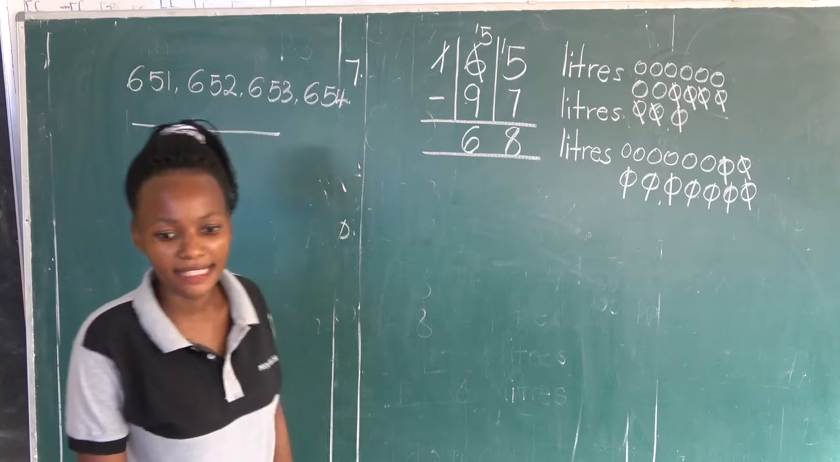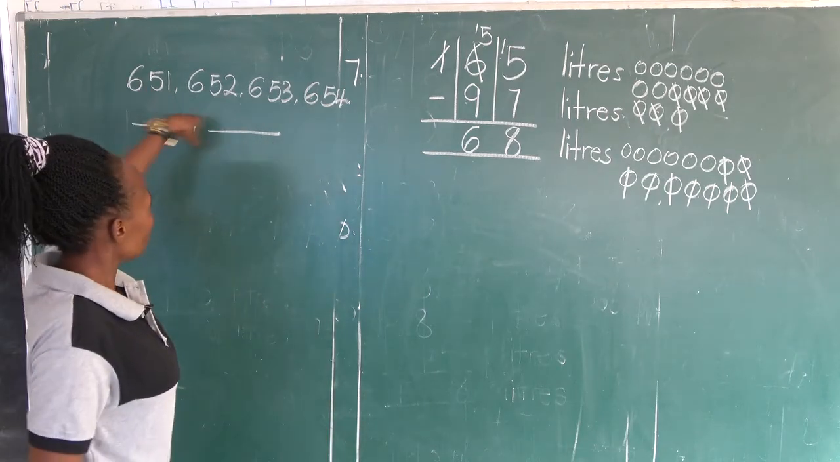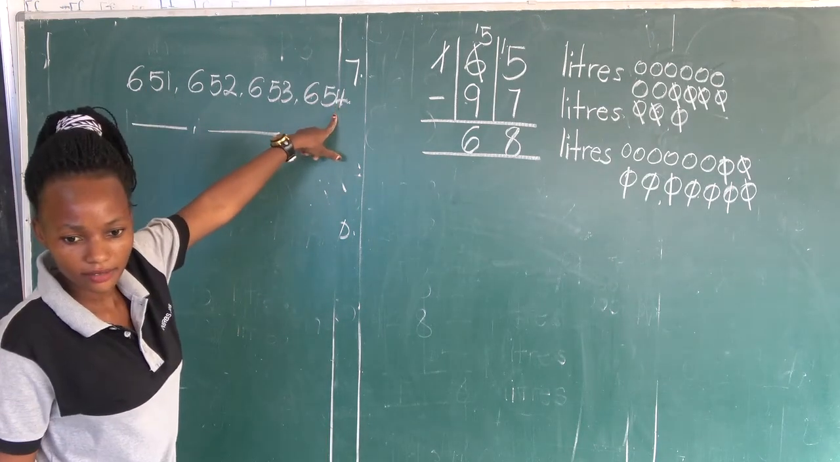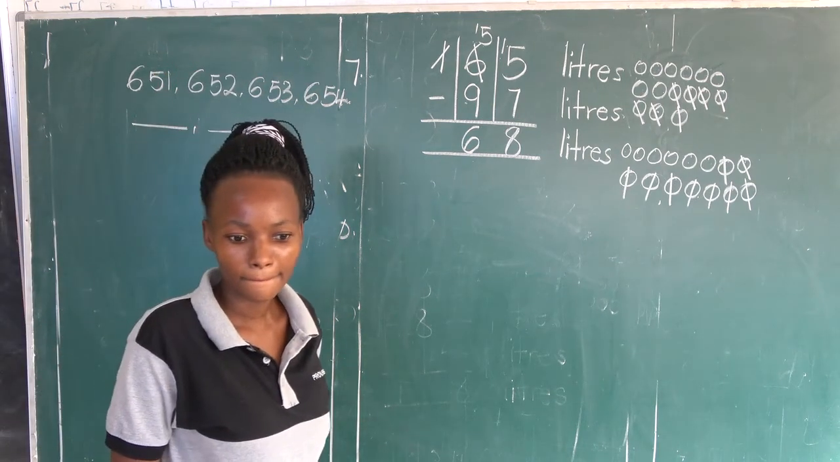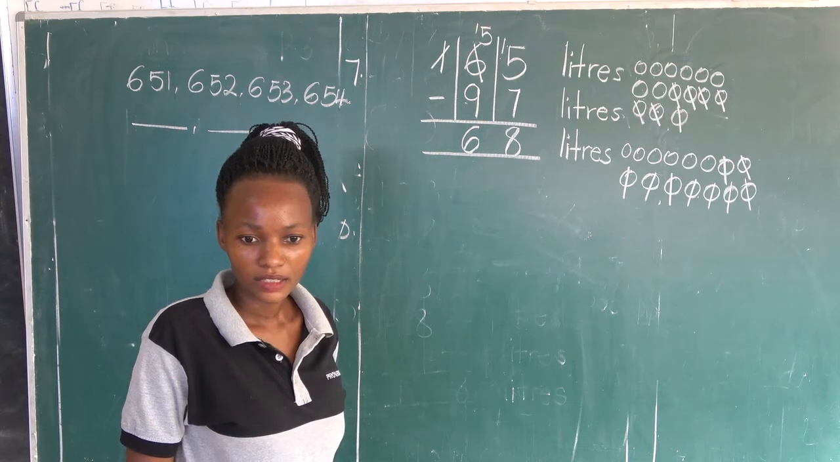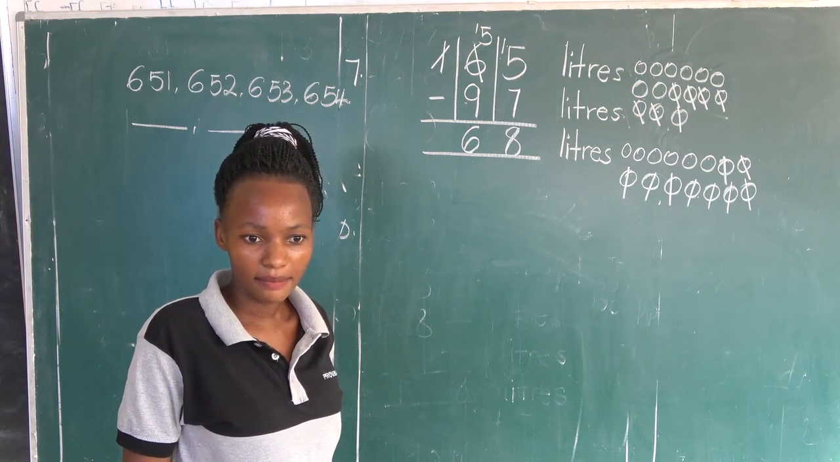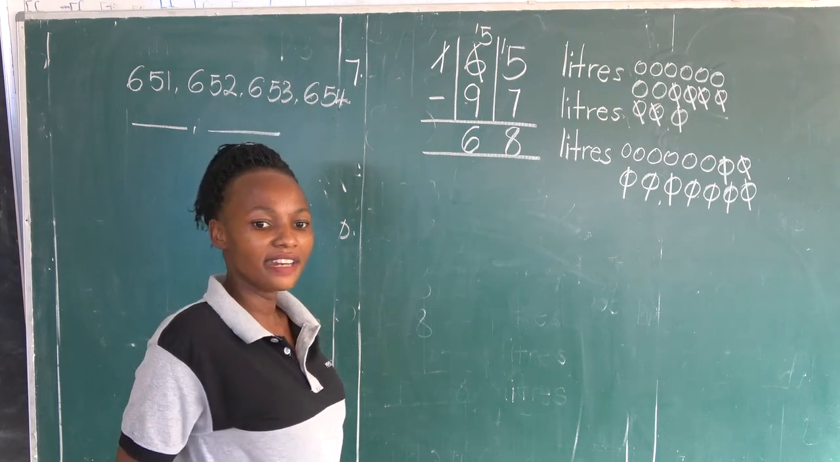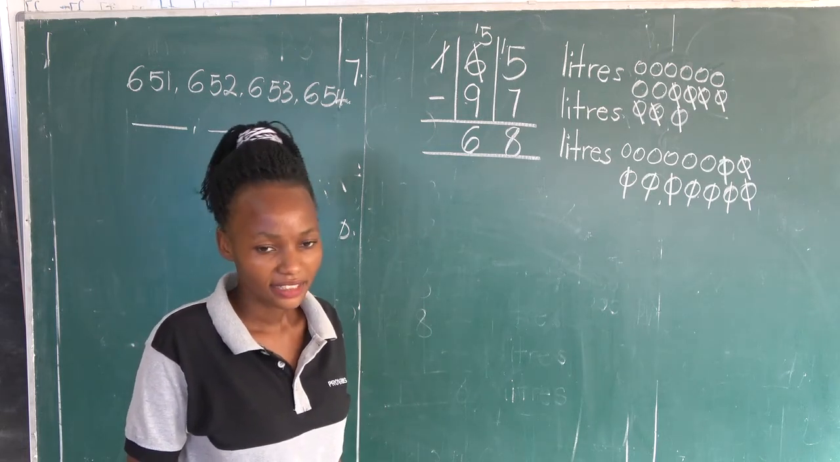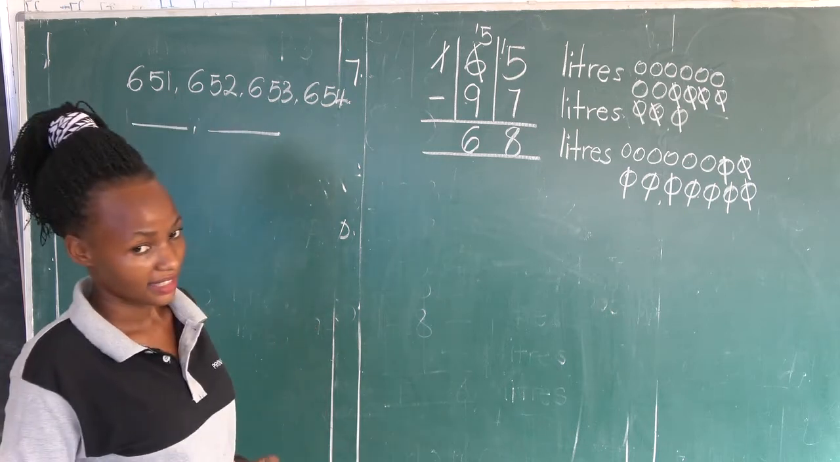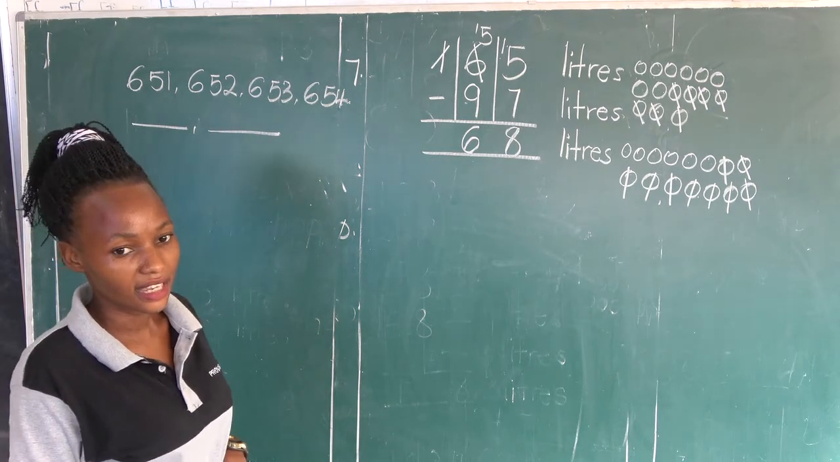Okay, now I need the missing numbers. Which number comes after 654? Let me see. Larry. Yes, Larry. Up there.